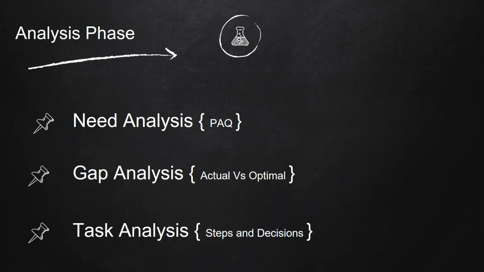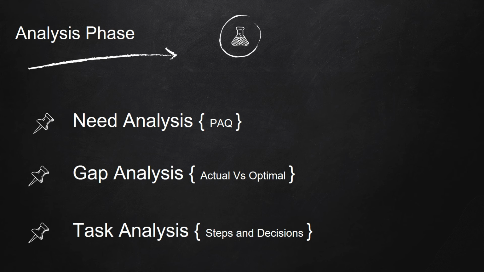Let's see each phase in detail. Let's start with the analysis phase. Systematic search for a root cause of a problem is called analysis. So identifying what should be happening versus what actually is happening will be the first step in any training. So the analysis phase consists of 3 steps.